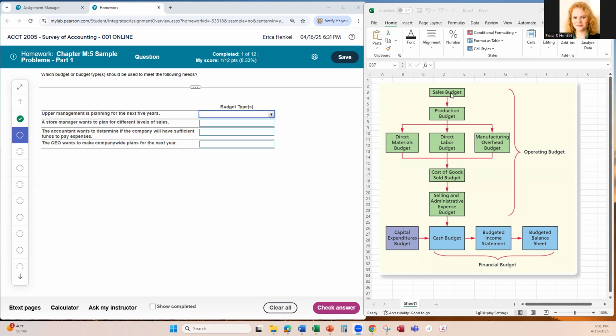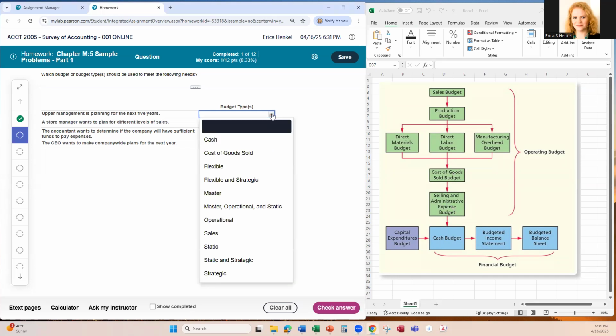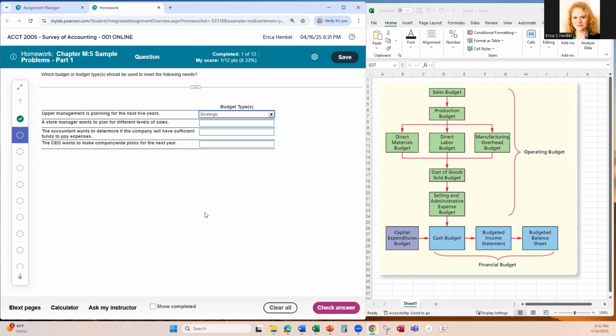Now, long-term budgets are not part of that master budget. They are planning for the future, and any type of long-term management is typically considered strategic management. So a strategic budget is a budget that would be planning long-term, for the next 5 years.